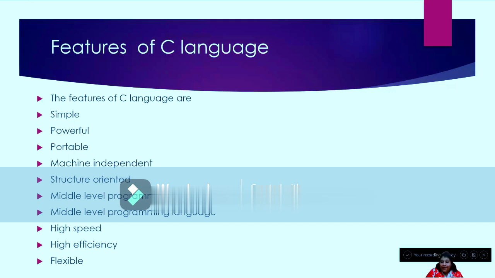Portable means if you write code and run it on one PC, the same code can be run on a Mac. That is called portable. Machine independent means it is not dependent on the machine. Structure oriented means it has a structure for how we write a program. Middle level programming language means between the input and output, whatever the process going on, it's called middle level programming language. High speed, high efficiency, and flexible.